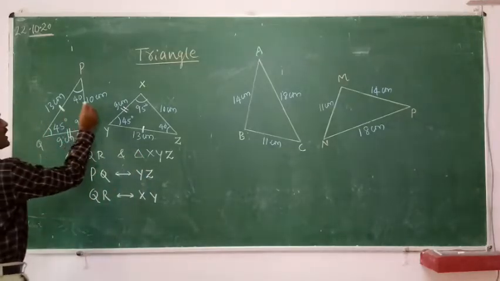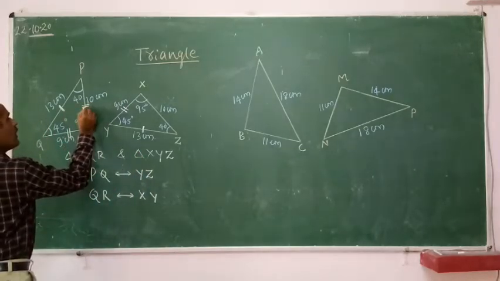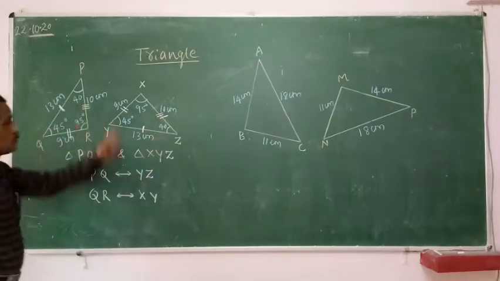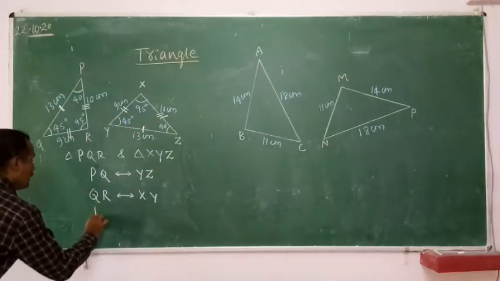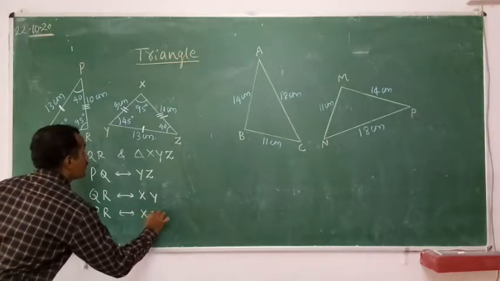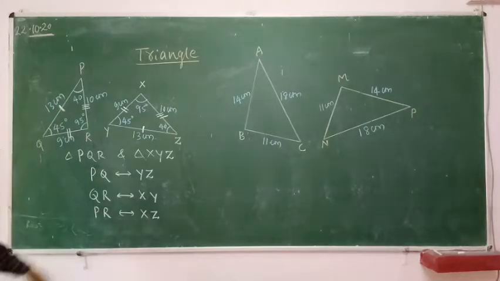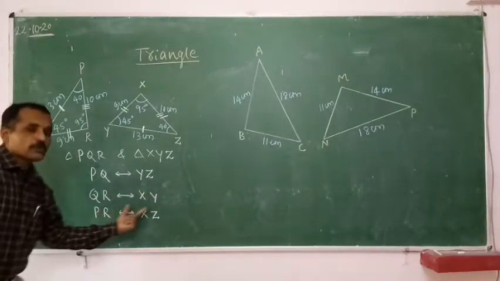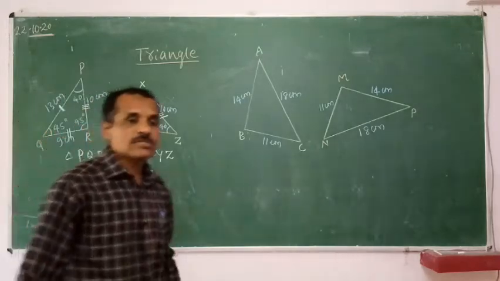And here the third side, that is PR, 10 centimeter, is equal to XZ. PR corresponds with XZ. This corresponds to this, this corresponds to this, this corresponds to this. They are equal to each other.